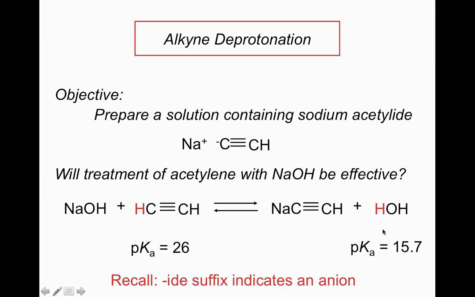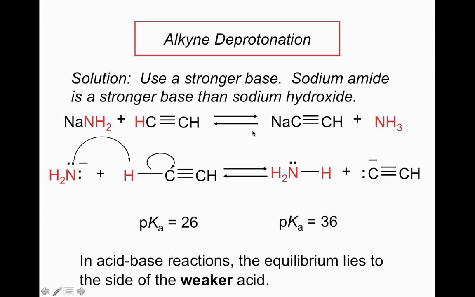Water in this case is a much stronger acid than ethyne is, which means that the equilibrium here lies to the left. This reaction will not produce the carbanion that we're seeking to produce. The solution to our problem, of course, is to use a much stronger base than sodium hydroxide in order to accomplish this reaction. Your book introduces you to sodium amide as an extremely strong base that can accomplish the deprotonation of a terminal alkyne in order to produce the carbanion.